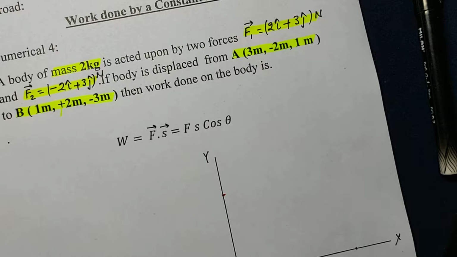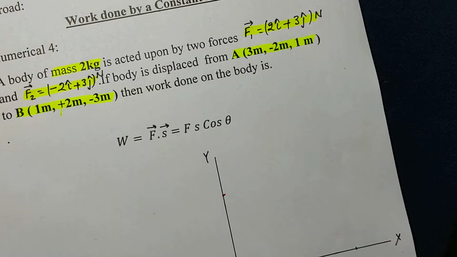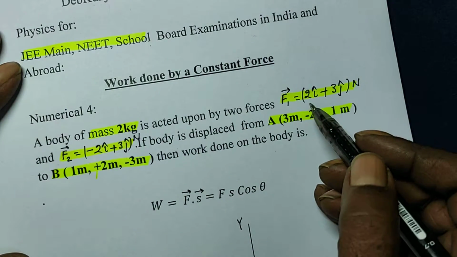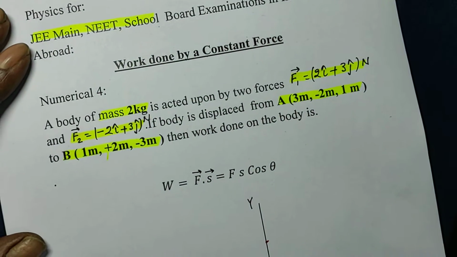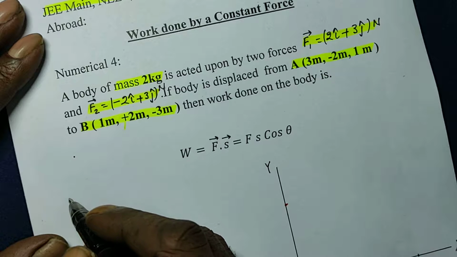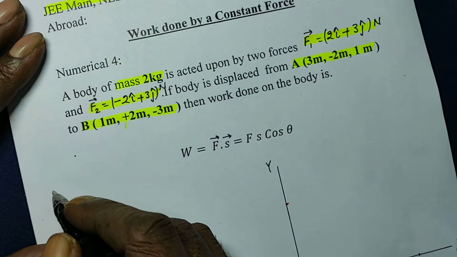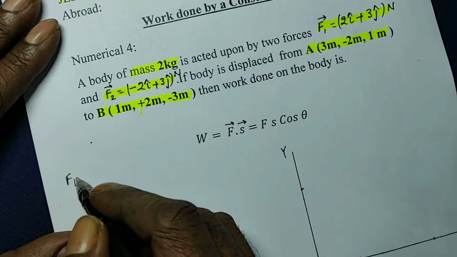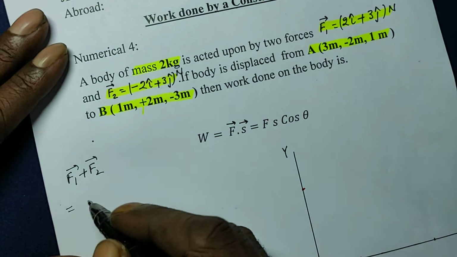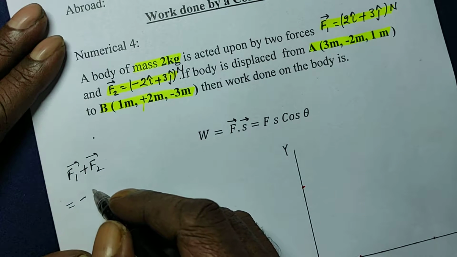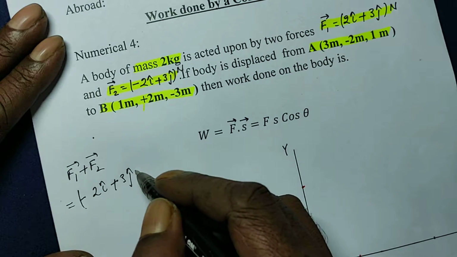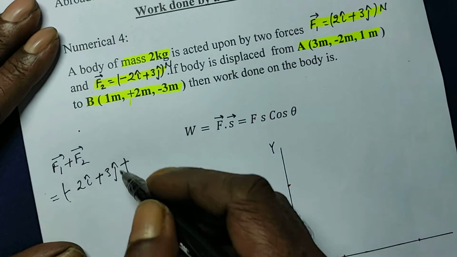To begin with, since the forces are given in their components, we can straightaway add them without using the parallelogram law of vectors. So what is the combined effect of these two forces? That will be F1 plus F2. Now F1 is given as minus 2i cap plus 3j cap, plus F2 is 2i cap plus 3j cap.